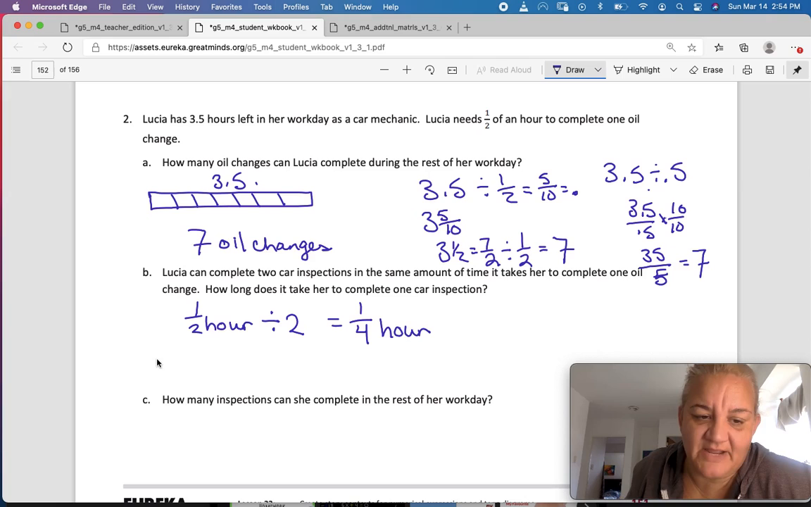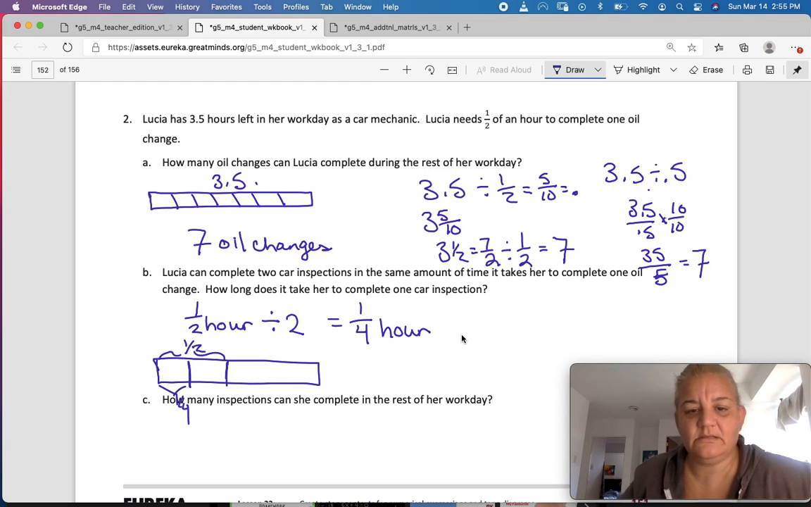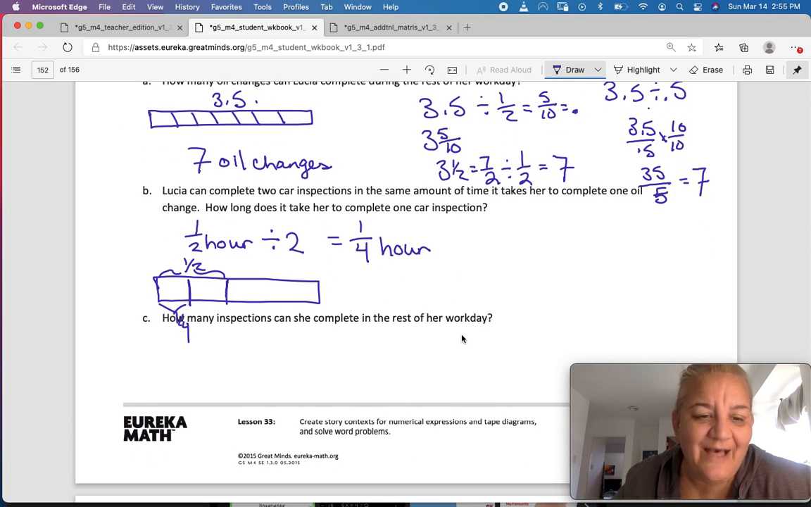I can do a tape diagram if you want. Here's my hour. There's half of it. And she's going to divide it into 2, which is 1/4, right? Okay, how long does it take her to complete 1 car inspection? 1/4 of an hour. How many inspections can she complete in the rest of her workday?